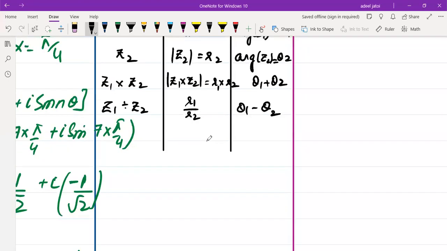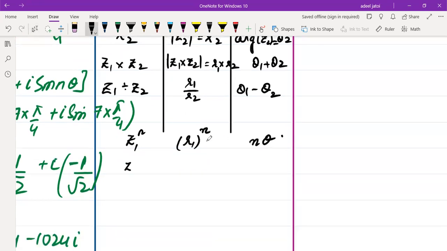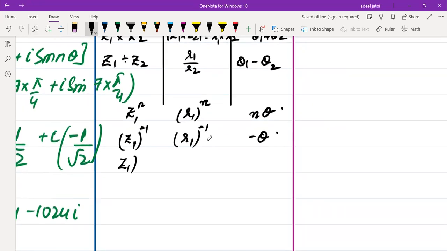Similarly, if we have Z1 to the power n, we can have R1 to the power n, and n is multiplied by theta. If we have Z1 to the power -1, there should be R1 to the power -1, and your angle will be negative. If the power is -n, then R1 will be to the power -n, and obviously -n will be multiplied with theta.